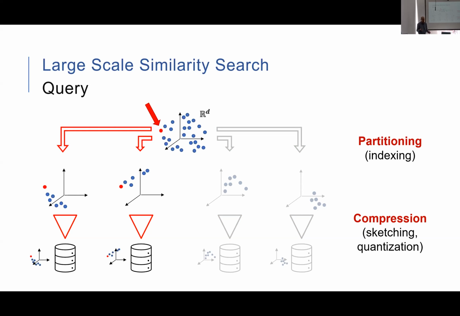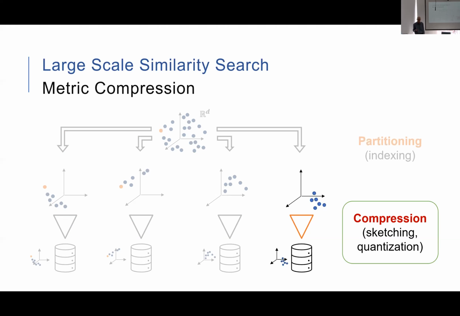And then when we get a new query point, the idea is to identify a small number of the most promising pieces to search through, and then look for similar points in the compressed representations that we have stored on the respective machines. So this is how the system looks. I'm going to talk about both of the stages. I'm going to start with the compression stage.